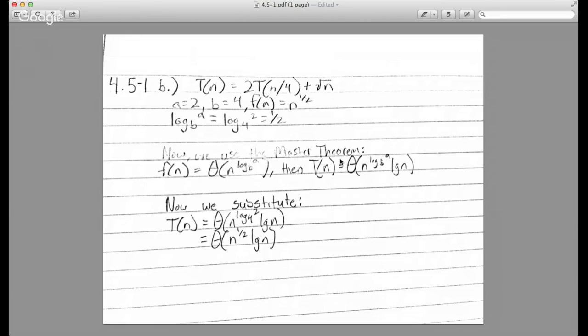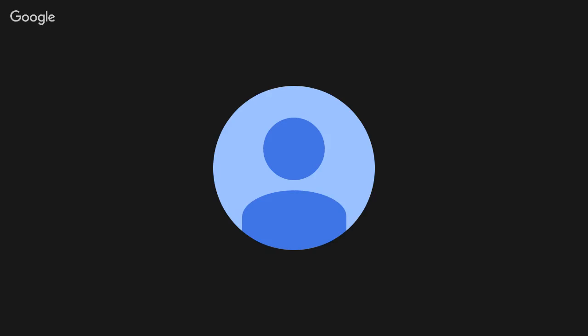So from the Master theorem, we get T of n equals big theta of n to the log base b of a times log n. So now we just substitute. We have T of n equals big theta of n to the log base 4 of 2 times log n. And we get our final answer, which is the asymptotic running time of big theta of n to the 1/2 log n. So now we will move on to our next example. We have 2 more left.